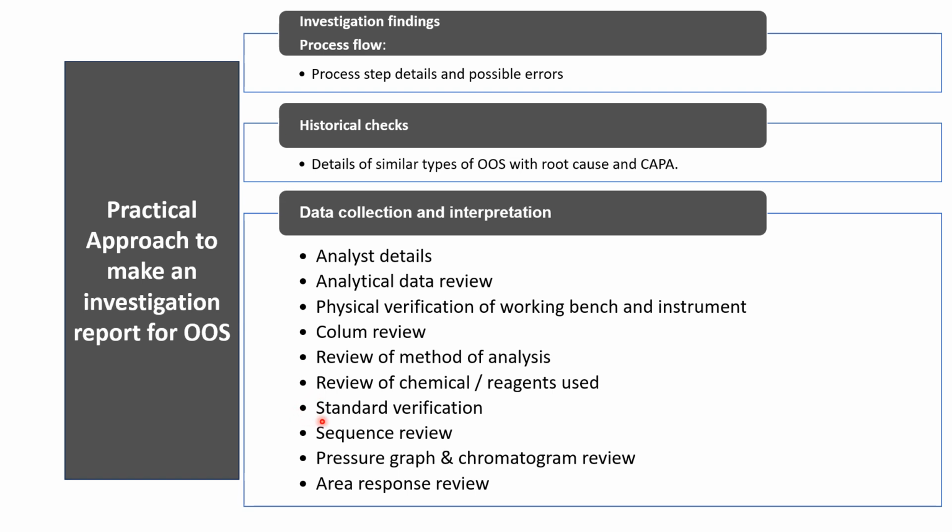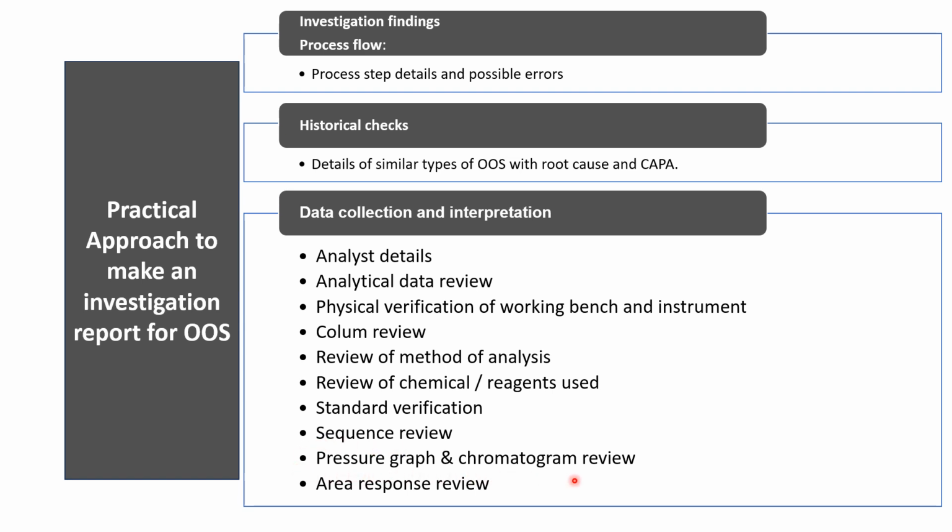Next is standard verification. So, whether the working standard or reference standard used were within the validity or not, and other details such as standard batch number, validity period, and make shall also be evaluated. Next is sequence review. Here we can check any transcription error related to sample or standard weight or batch number or AR number, etc. Right. Next is pressure graph and chromatogram review.